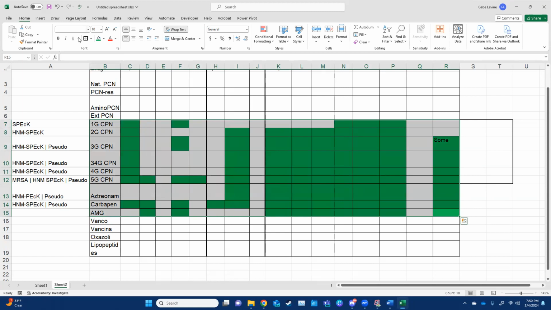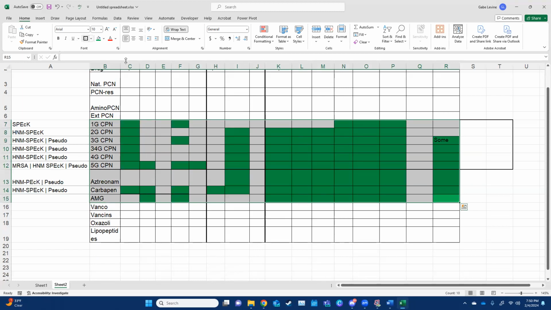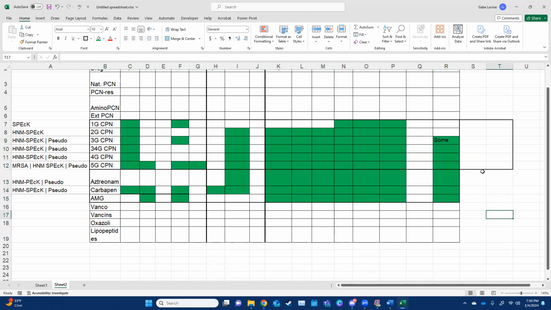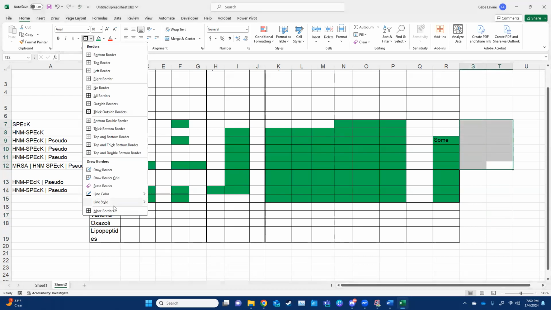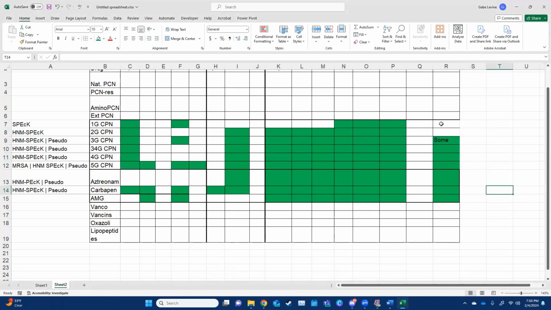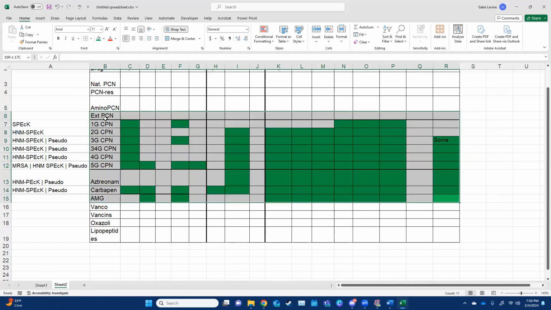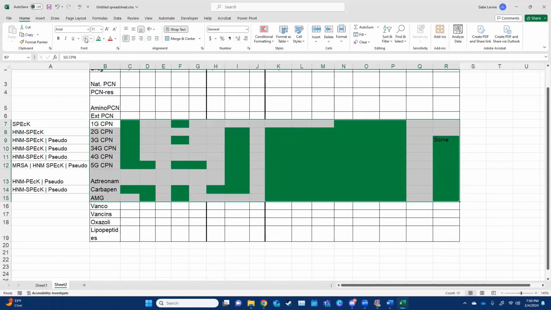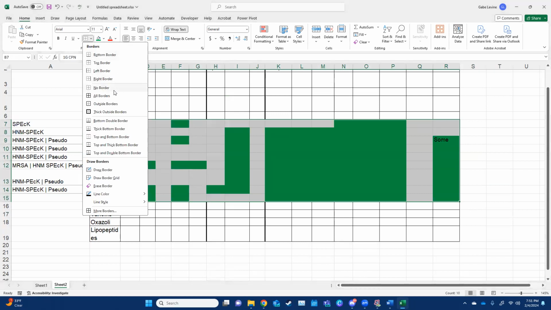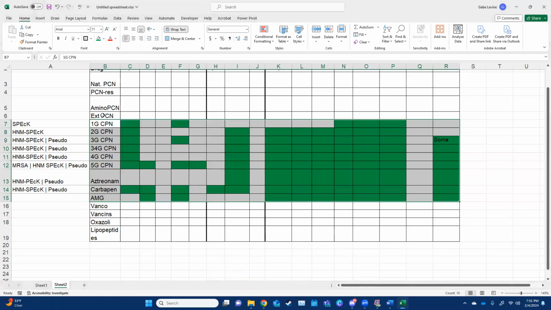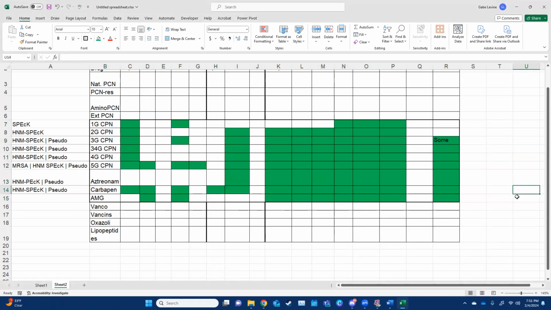All right. So this is our first block of antibiotics. All borders, and then I want a thick outside border. Because it's important to know. It really is.